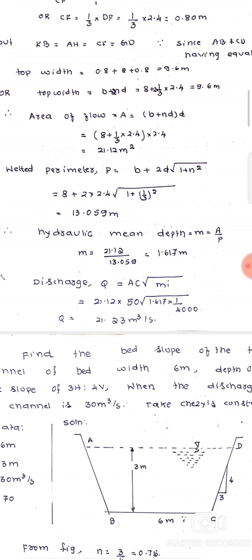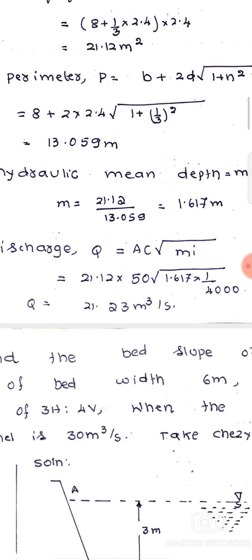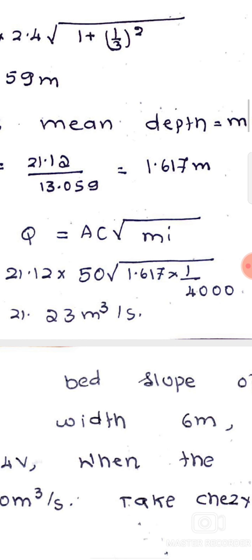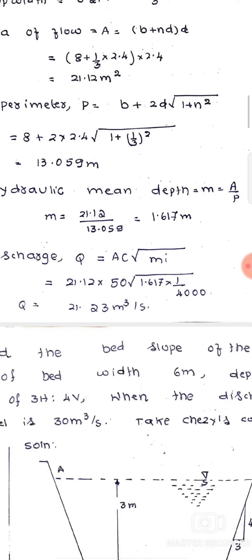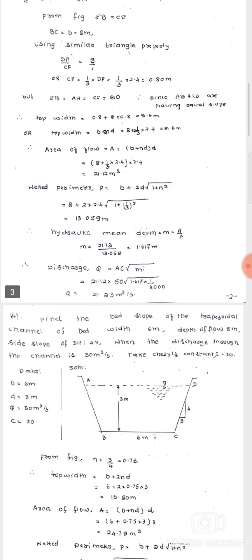Then we have to find the discharge, that is Q = AC√(MI). The area is 21.12 square meters. C is given as 50, √M is √1.617, and I is given as 1.1 divided by 4000. Then you'll get the discharge as 21.23 cubic meters per second.